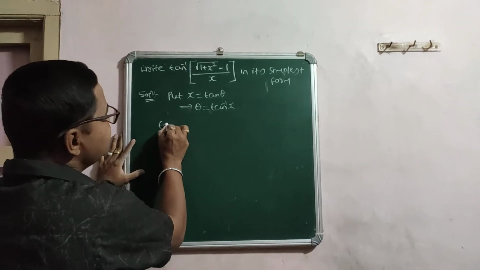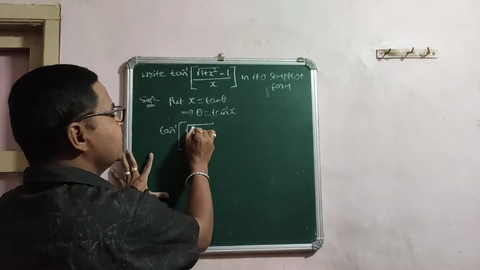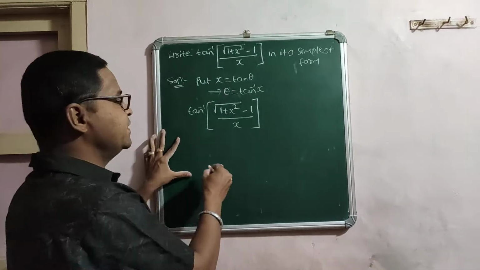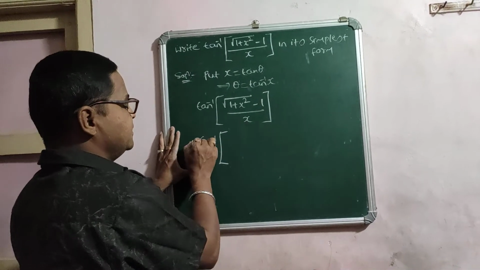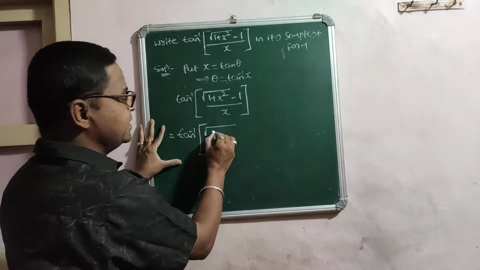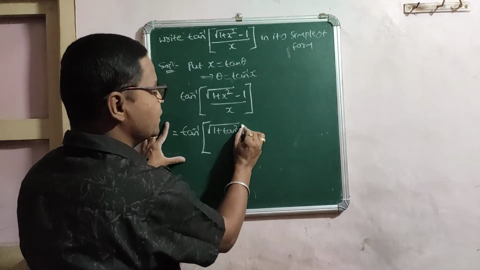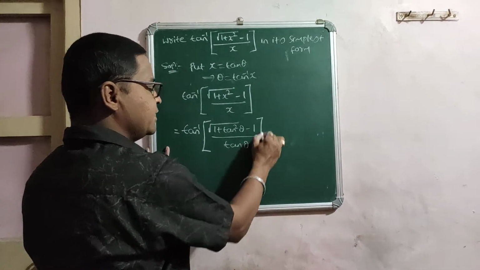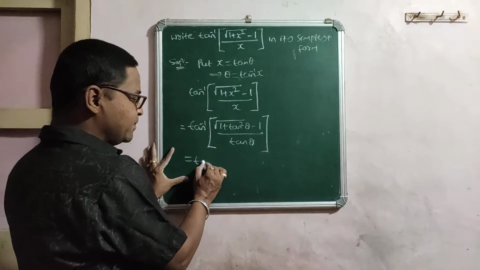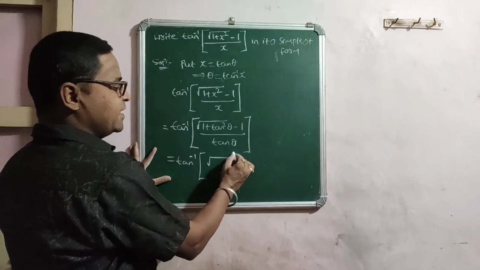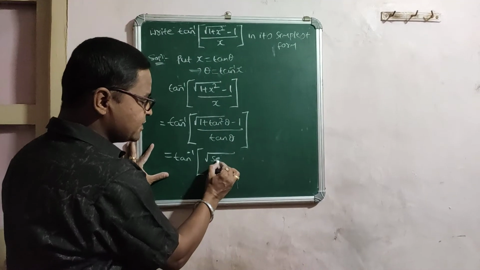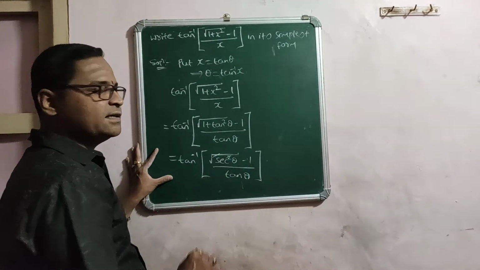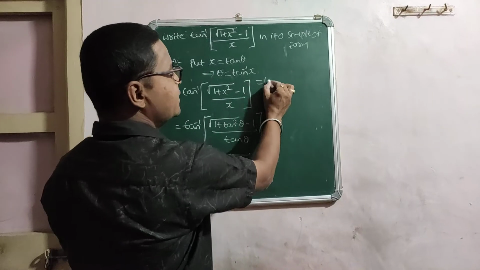Now I will consider the given problem, tan⁻¹((√(1 + x²) − 1)/x). I will replace the value of x as tan θ. Therefore it takes the square root of 1 + tan²θ minus 1, divided by tan θ. As we know, 1 + tan²θ can be considered as sec²θ. Now cancelling the square and square root, we have tan⁻¹ of (sec θ − 1)/tan θ.